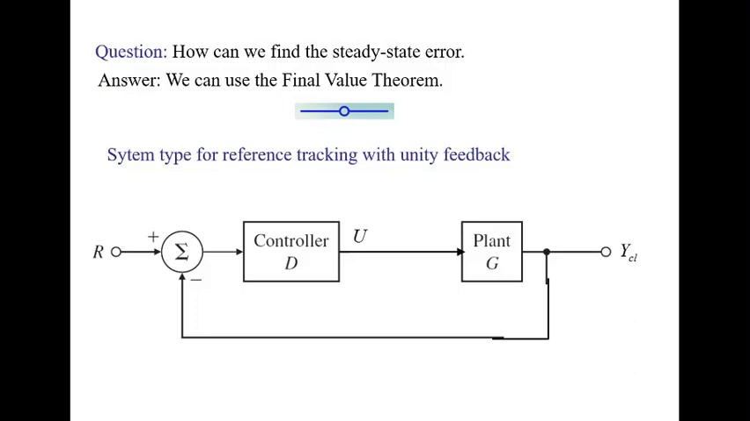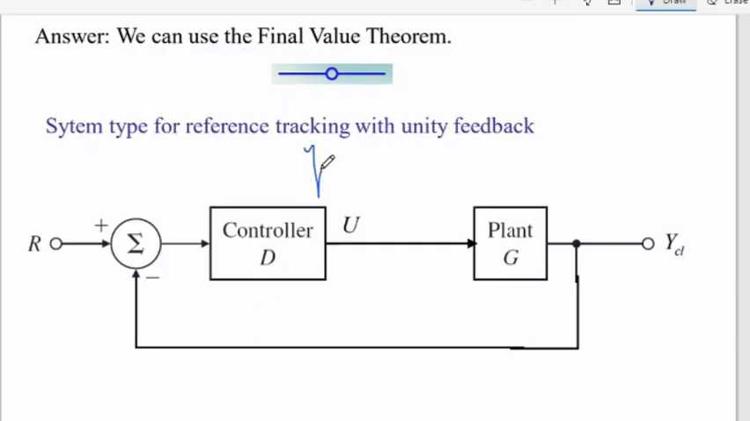Let's consider this unity feedback system with a controller D and plant G. Now we want to know the error for this. We want to compute the steady state error for this particular system. So how do we do it? We define E to be the error signal, which is the difference between the reference input R and the closed loop output YCL. So I must write ECL, which is the steady state error for this closed loop system. So ECL is equal to R minus YCL.